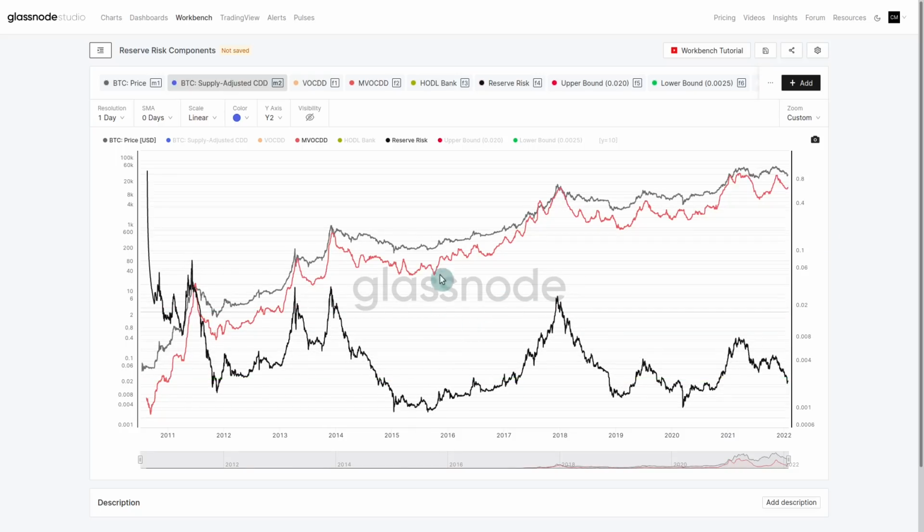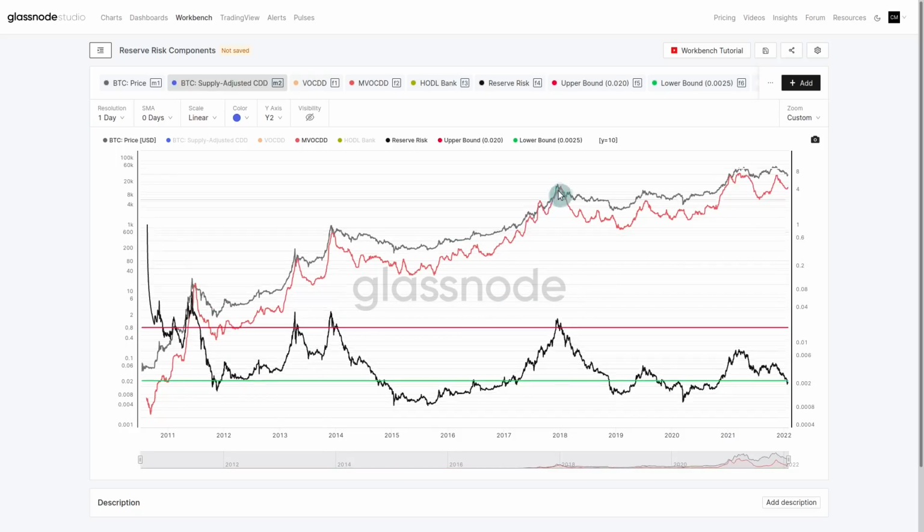And what we can see is that during periods where we have this matching up of the amount of sell side with the incentive to sell, you can see that reserve risk rallies into the top. And you can see that this is a very reflexive maneuver.